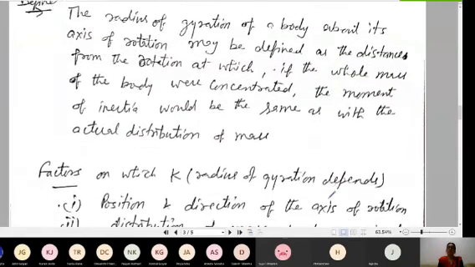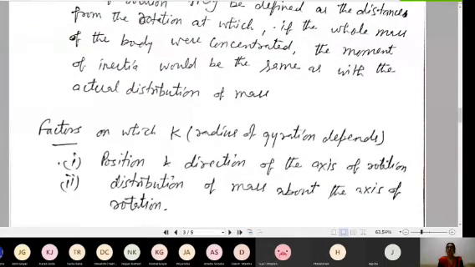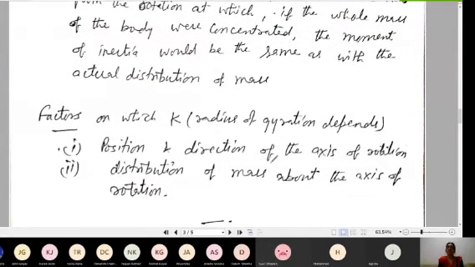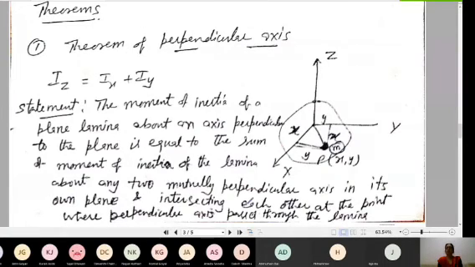Now, the factors on which it depends: it depends upon the position and direction of the axis of rotation, and that depends upon the distribution of mass about the axis of rotation. So these are the factors on which the radius of gyration depends. Having discussed the moment of inertia, there are two theorems. One is the theorem of perpendicular axis. The second is the theorem of parallel axis.